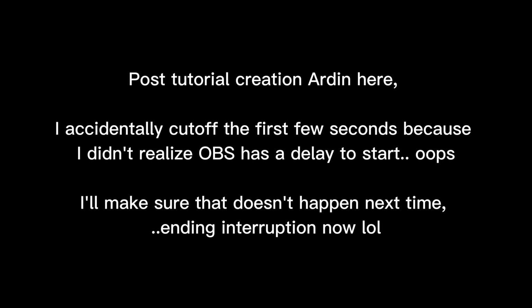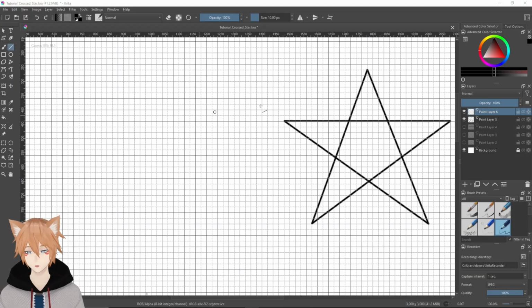Basically, I'm just going to try to make a tutorial for basic stars. As you can see, I've already got one done here, so we're just going to use that as a reference. You can use any image as a reference. I just like to use the crossed star at first. It's easier to make sure that it's symmetrical and that you're not screwing it up.